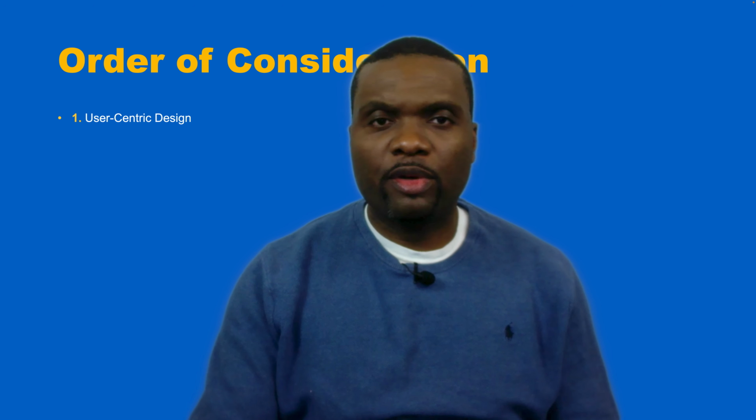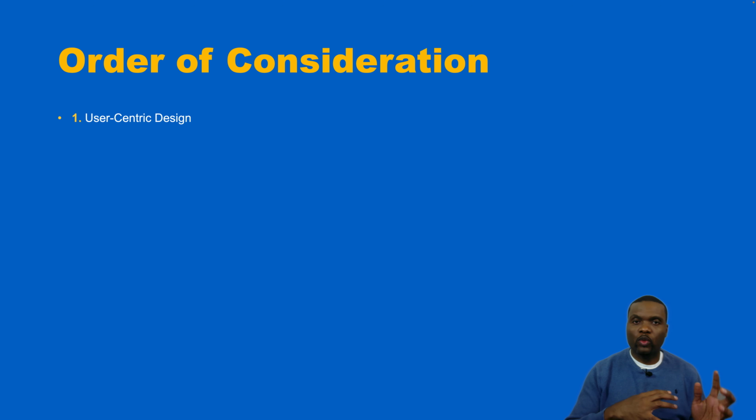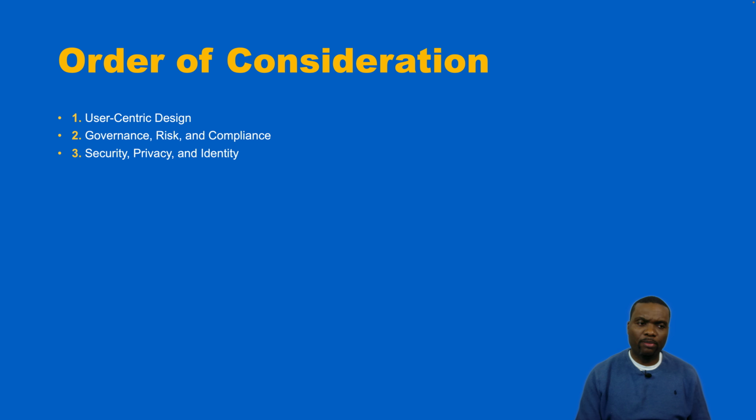In order of consideration, we'll start with the user experience. This is a very important aspect that cannot be ignored, and this is the most important part. So we'll start with the user experience. Then we'll talk about governance, risk, and compliance. Then that will feed into security, identity, and privacy. And then we'll talk about different things you have to consider when designing for human in the loop and escalation.